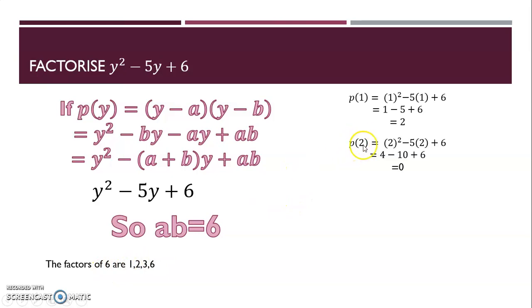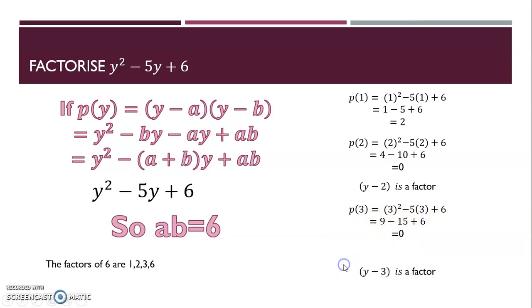So now we check for 2. When we check for 2, we get 2 squared minus 5 times 2 plus 6, which is 0. So from this we can conclude that y minus 2 is a factor of p of y. So one part of this is y minus 2. Now we have to find out what the second part is. So we substitute the next one, 3. p of 3 is also 0. That means y minus 3 is also a factor.